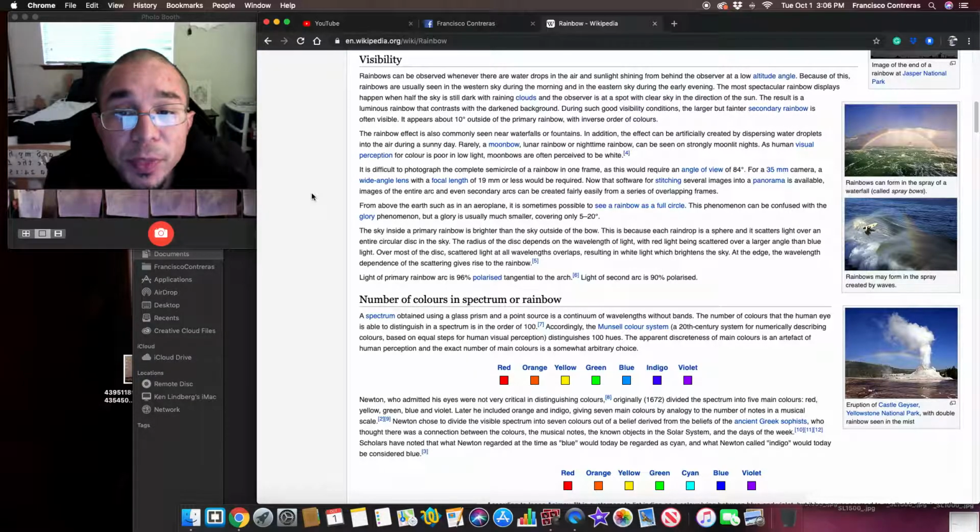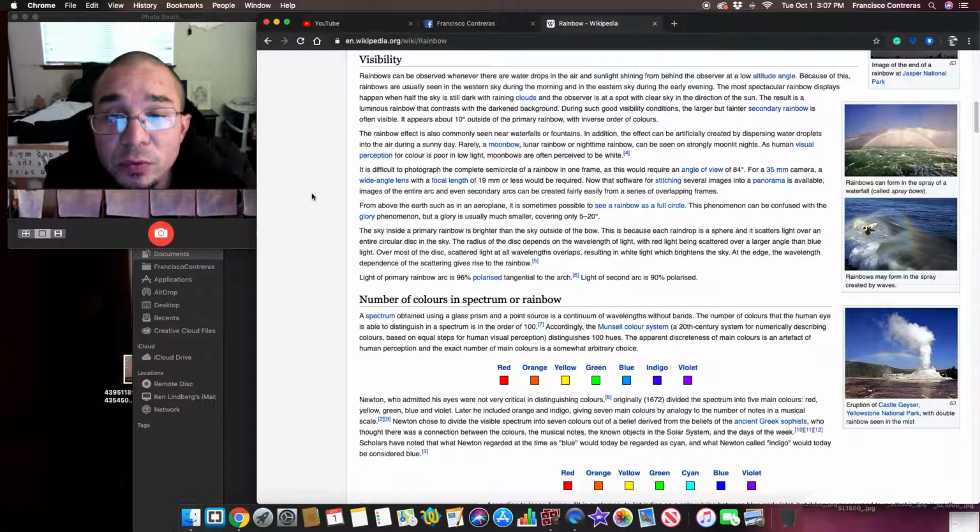The rainbow effect is also commonly seen near waterfalls or fountains. In addition, the effect can be artificially created by dispersing water droplets into the air during a sunny day. Rarely, a moonbow, lunar rainbow, or nighttime rainbow can be seen on strongly moonlit nights, as human visual perception for color is poor in low light. Moonbows are often perceived to be white.